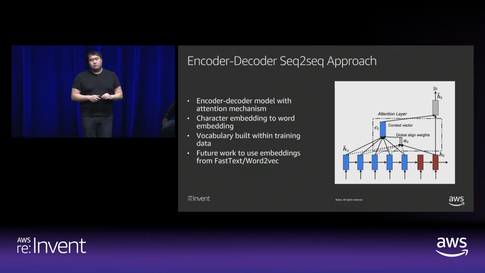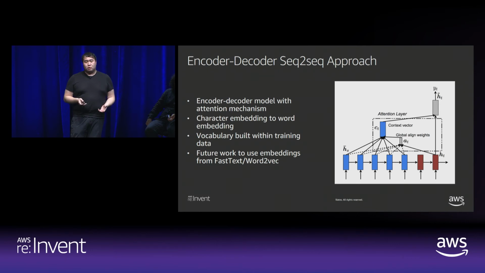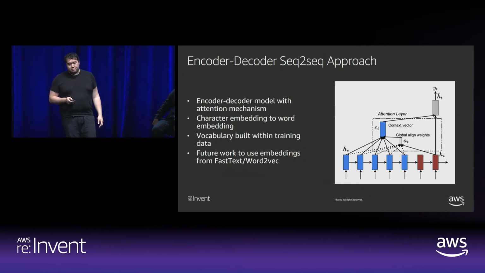Now, the second approach we use is an encoder and decoder, sequence-to-sequence approach with attention mechanism. We trained the model with character embedding to word embedding, and the vocabulary is built from the training data itself. The future work is to expand it so that we can apply the embeddings of either fastText or word2vec. However, I think now you can also do a bidirectional transformer, which is a newer thing.